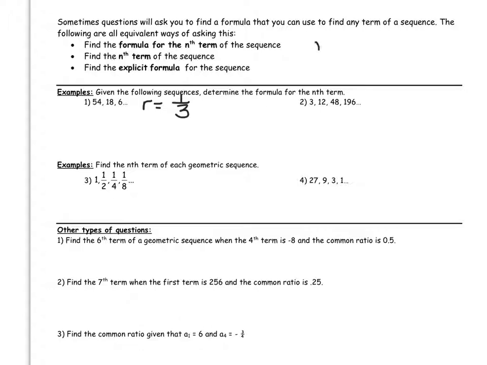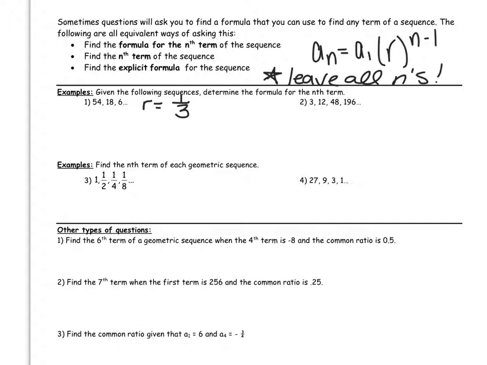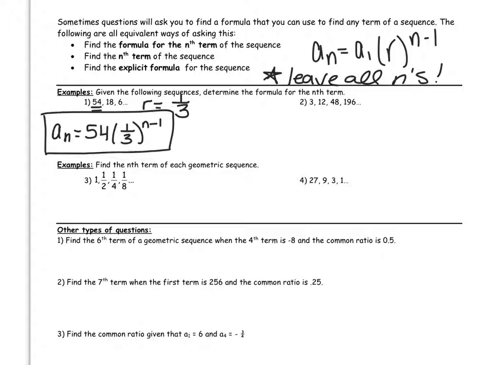So remember the explicit formula, a sub n equals a sub 1, r to the n minus 1. If I want to find a formula for the nth term, just like we did with arithmetic, we leave all n's alone. So you're not plugging in any n's. So a sub n stays. A sub 1 is my first term, which is 54. My common ratio is 1/3, and we leave it to the n minus 1 power. And that's it. We can't multiply these because of PEMDAS, so we just leave our answer like this. This would be the formula that I could use to find any term of the sequence.